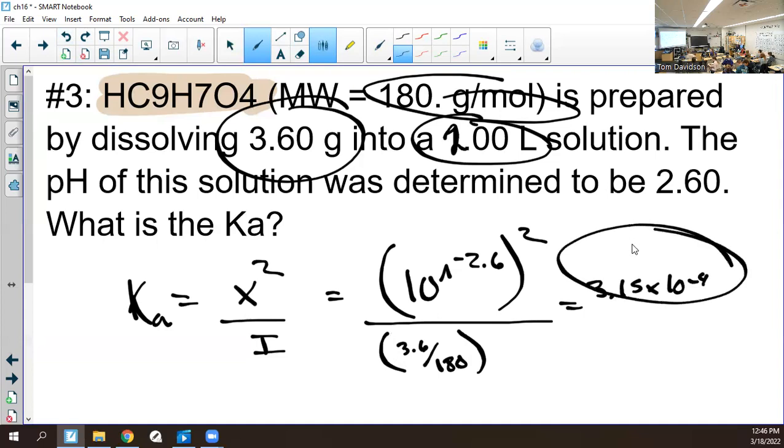How many agree with, who agrees with 3.15 times 10 to the negative 4? Yeah, those are good answers. I answered it before. Yep, I got that.